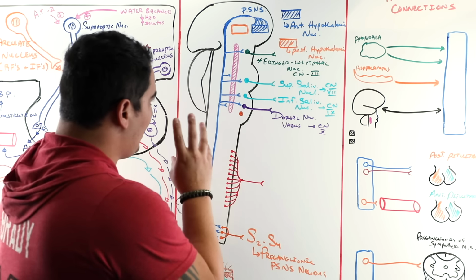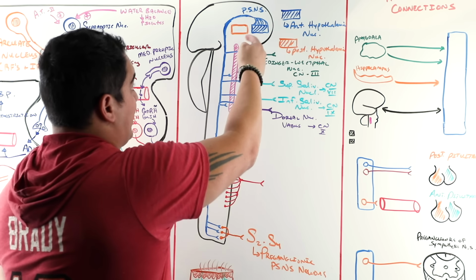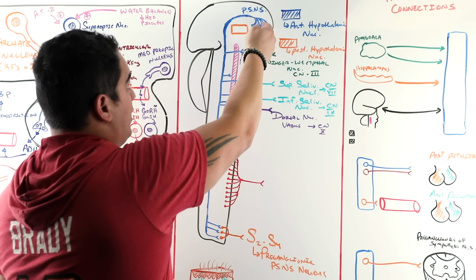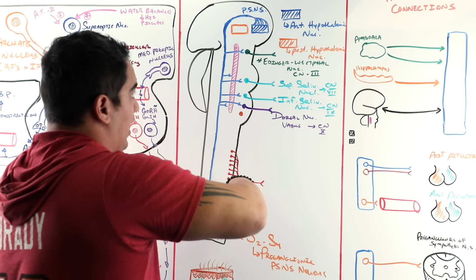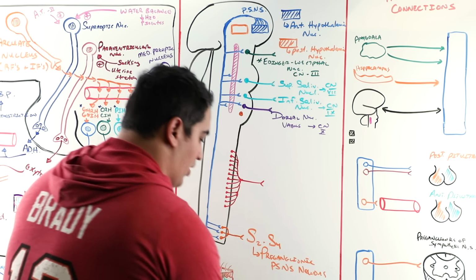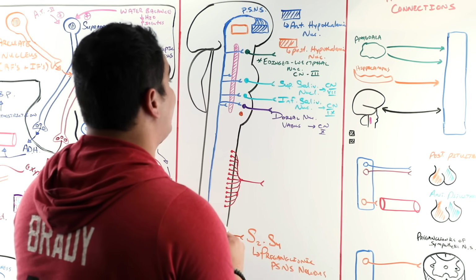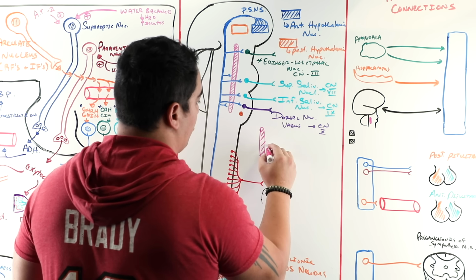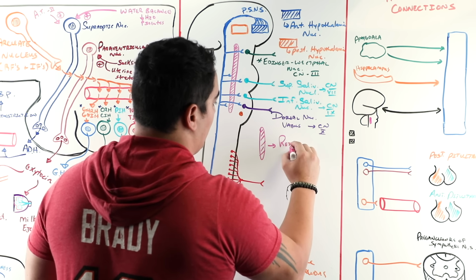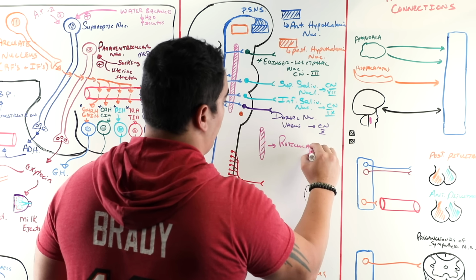Okay, now the next thing is it also connects. Not only does this dorsal longitudinal fasciculus connect the anterior hypothalamic nucleus to the cranial nuclei and the sacral nerve nuclei, but it also connects it to this pink structure here that expands the entire length of the brainstem. What is this pink structure here called that extends the length of the brainstem? This is called the reticular formation.